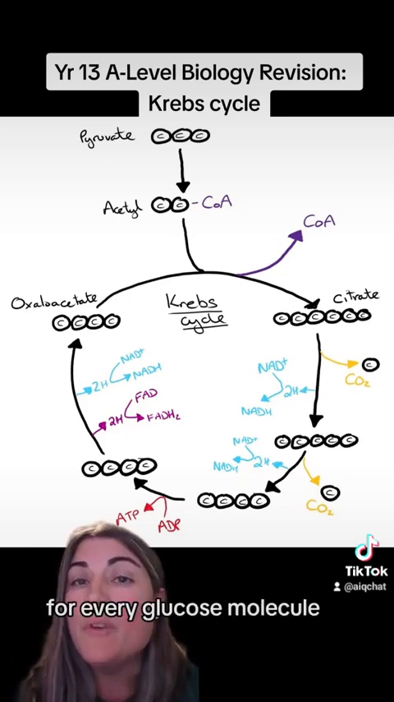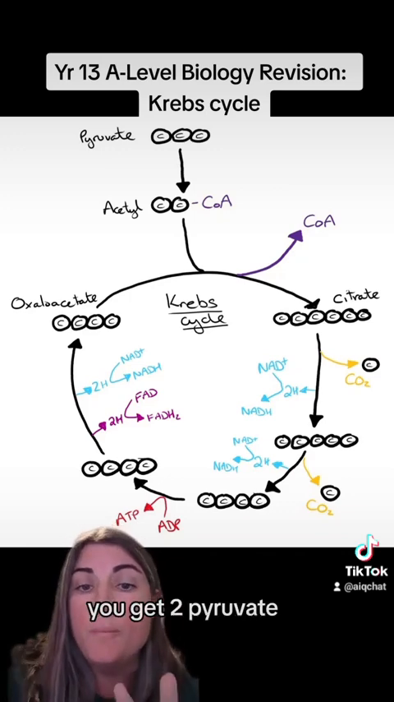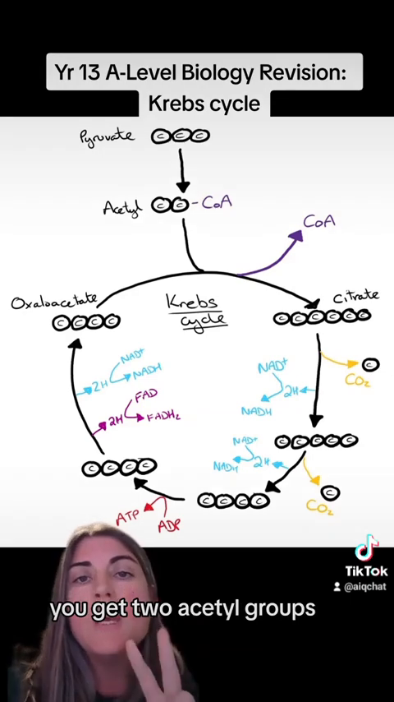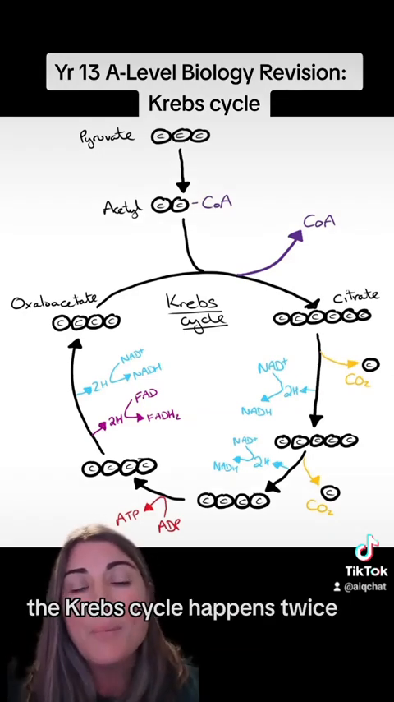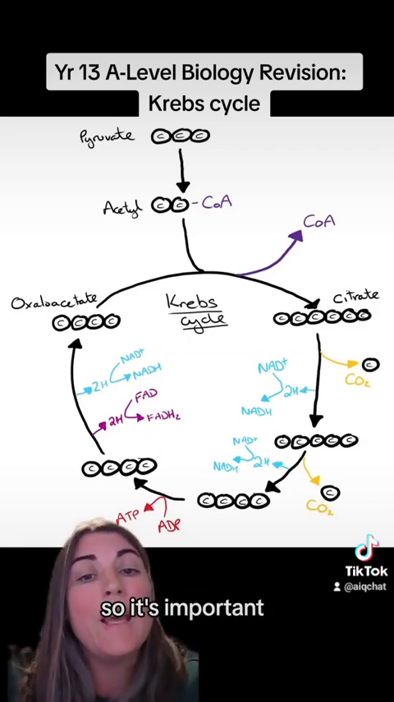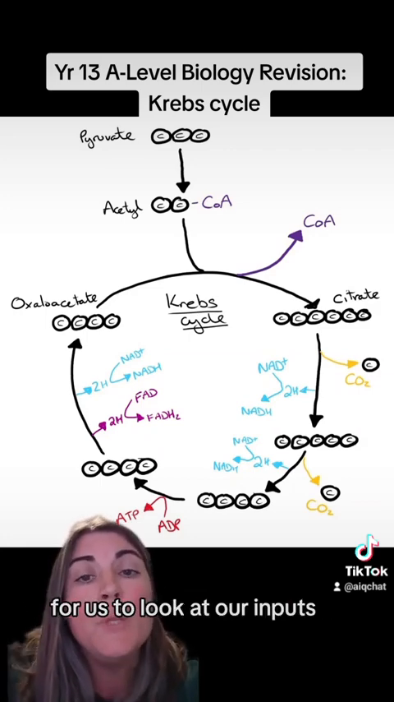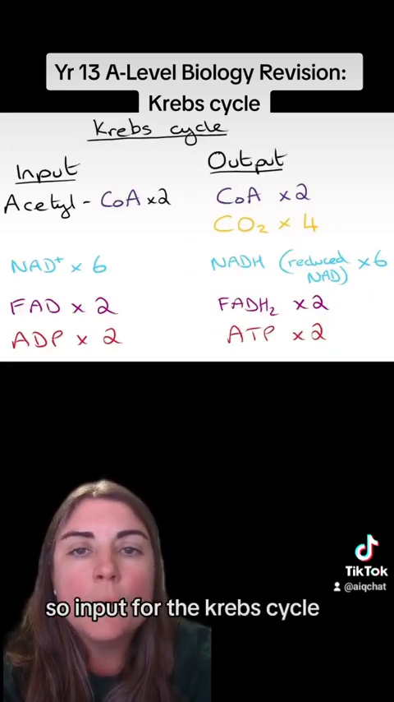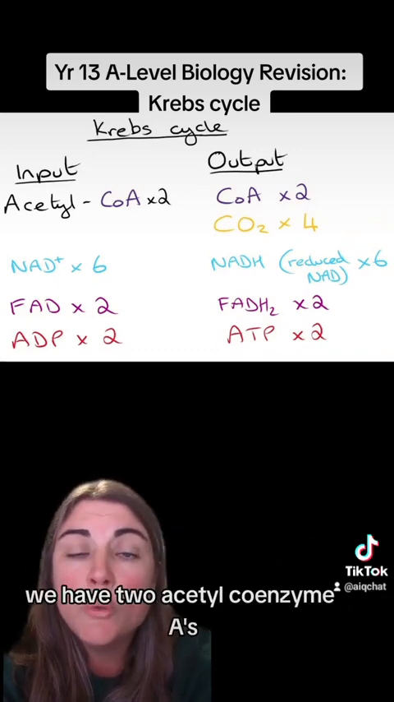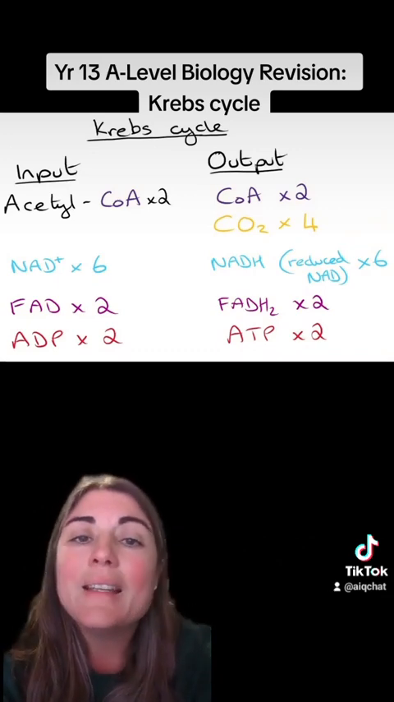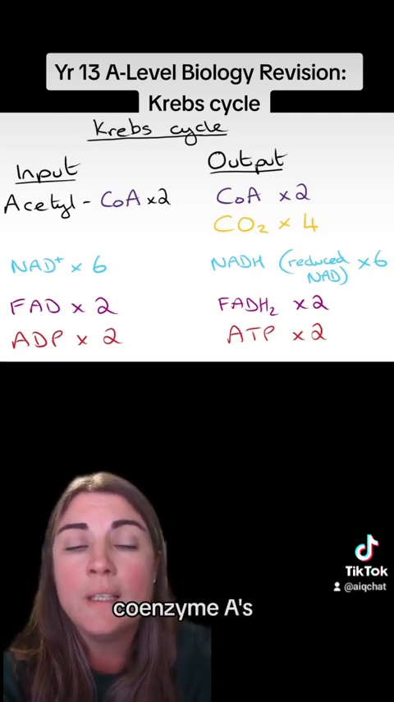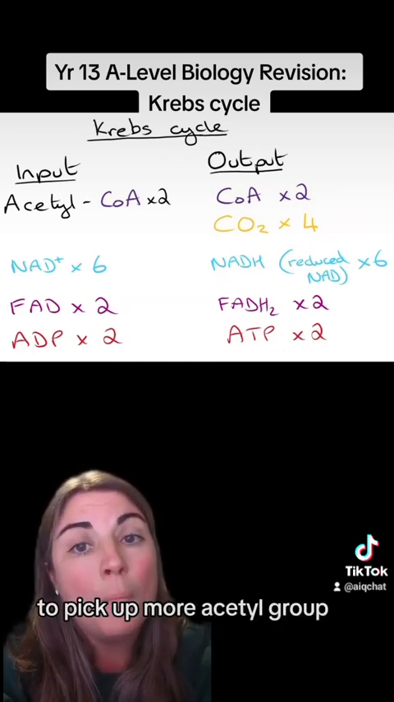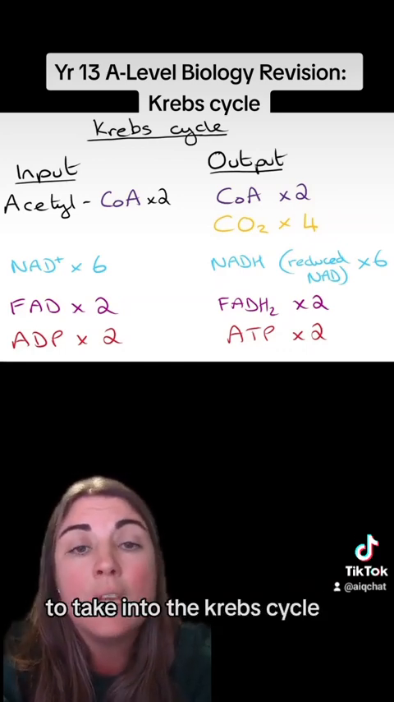Now remember, for every glucose molecule, you get 2 pyruvate. For every 2 pyruvate, you get 2 acetyl groups. So therefore, the Krebs cycle happens twice. So it's important, as I always say, for us to look at our inputs and our outputs. So if we look at our inputs and our outputs for the Krebs cycle, input for the Krebs cycle, we have 2 acetyl coenzyme A's and the output is 2 coenzyme A's, and they can return back to the link reaction to do it again, to pick up more acetyl group to take into the Krebs cycle.